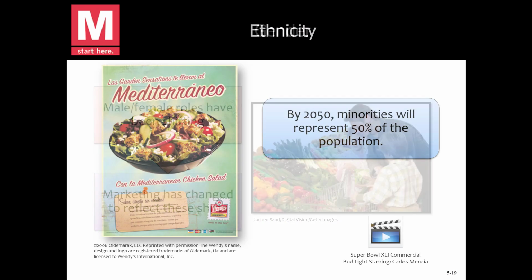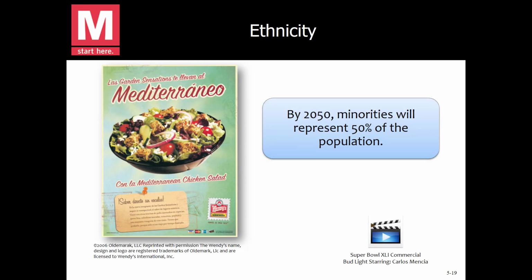So the last demographic factor that affects a firm is the customer's ethnicity. If you look at the United States today, you'll find the culture of the United States to be more heterogeneous. It has been said that by 2050 minorities in the United States will represent 50% of the population. So who are the three major minority groups in the United States? You have the Asian consumers, the African consumers, and the Hispanic consumers.